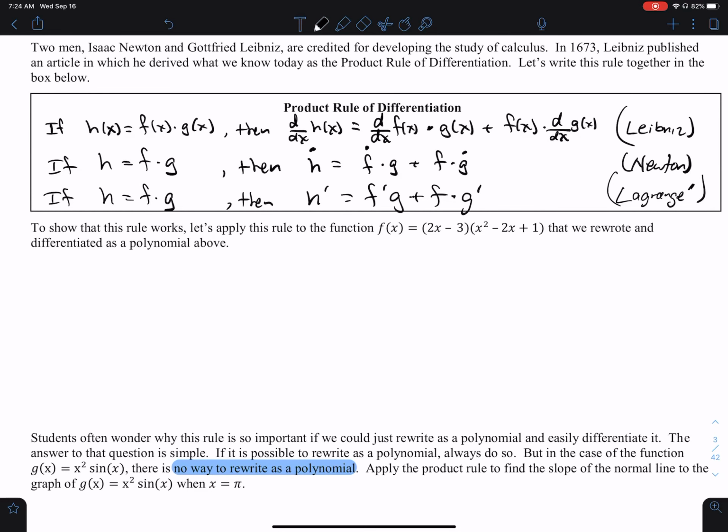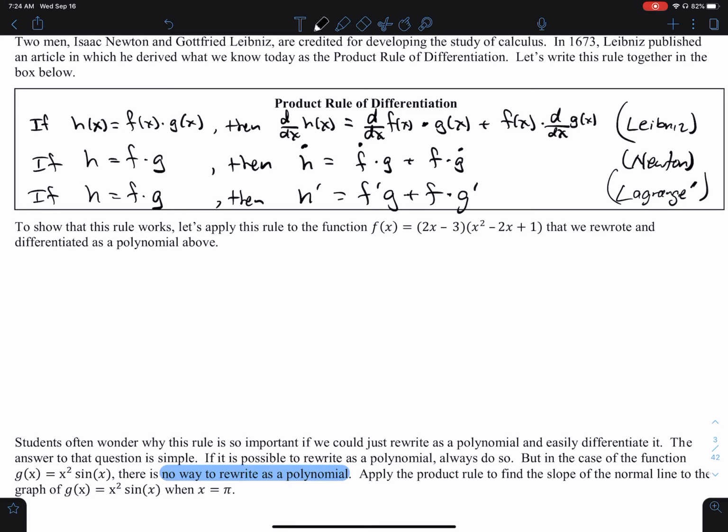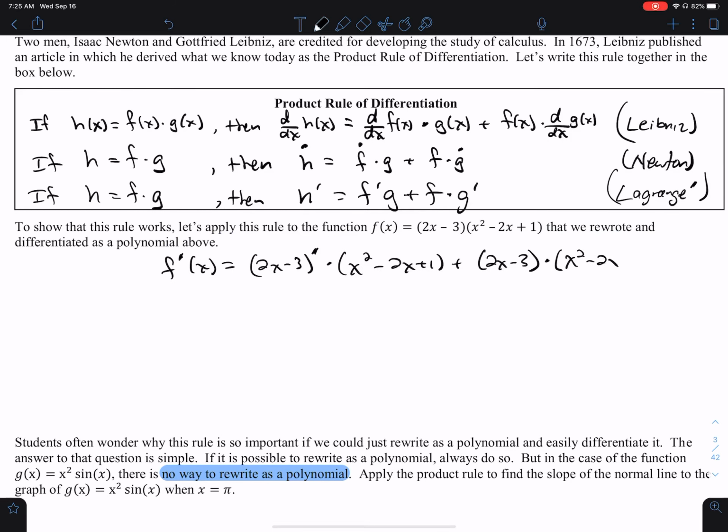We'll use Lagrange notation for this. So the derivative of f prime, we take the derivative of the first function, so that's 2x minus 3, we have to take its derivative, times the second function, x squared minus 2x plus 1. We add to that the first function, 2x minus 3, times the derivative of the second function, the derivative of x squared minus 2x plus 1. Here's the symbol for we're going to take the derivative.